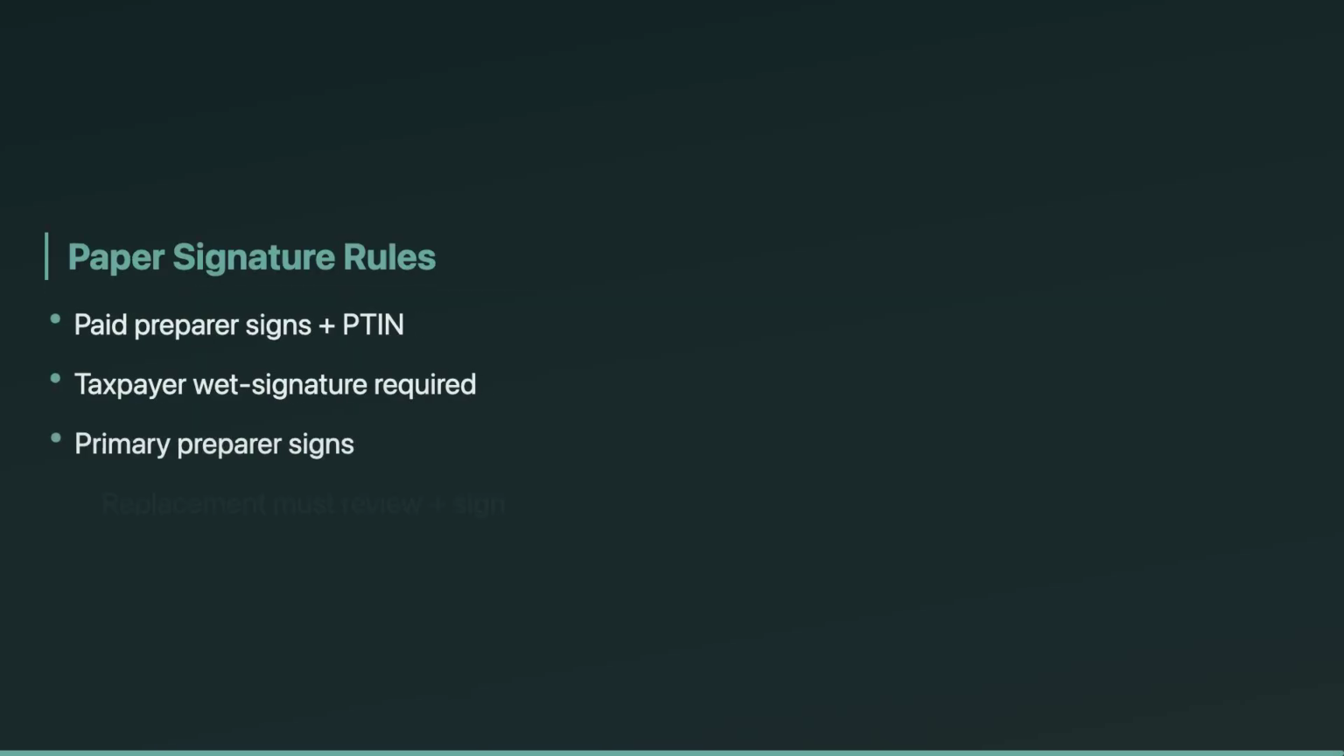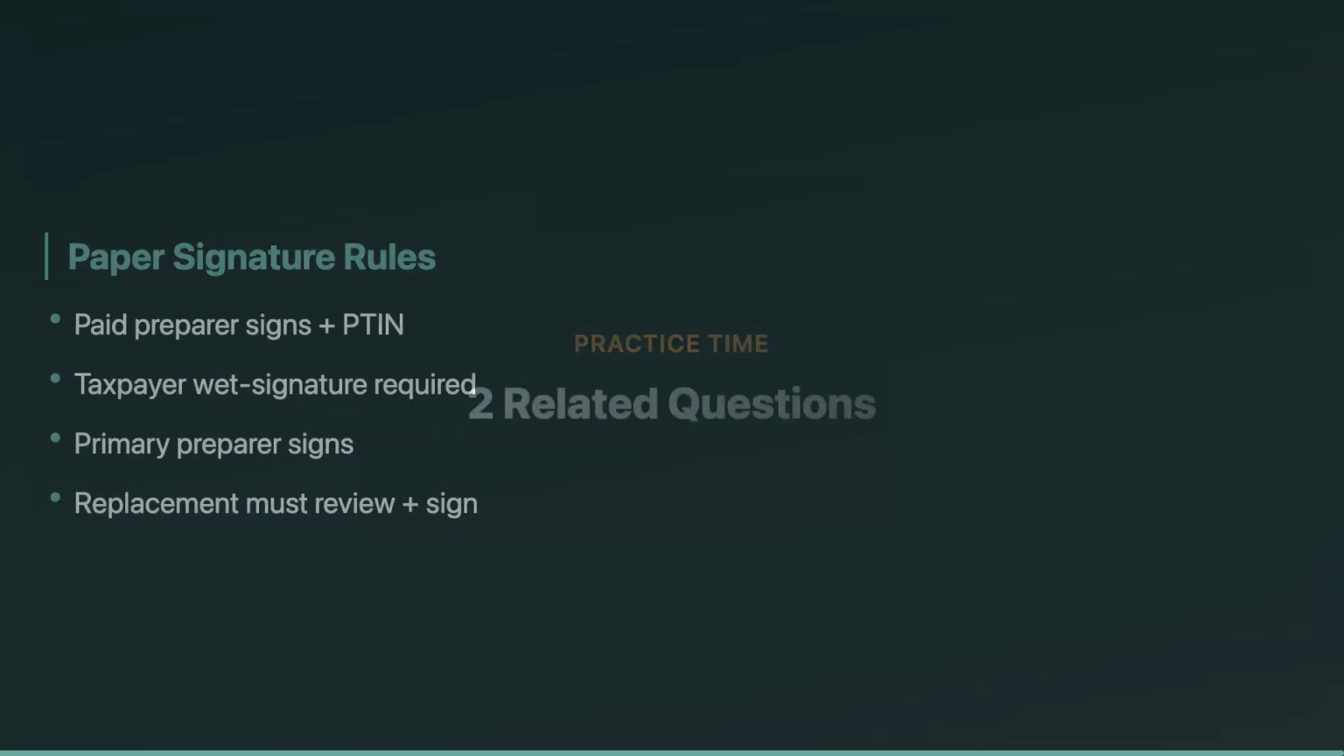Finally, paper-filed return signatures. A paid preparer must sign the return and complete the paid preparer area, including the PTIN. The preparer signs under penalties of perjury and signs after the return is completed, but before it's presented to the taxpayer. The taxpayer must also sign, on paper, that means a wet signature. If multiple preparers worked on it, only the preparer with primary responsibility signs. If the original preparer is unavailable, another preparer must review the entire return and manually sign.